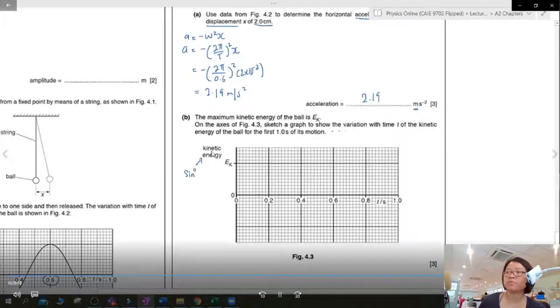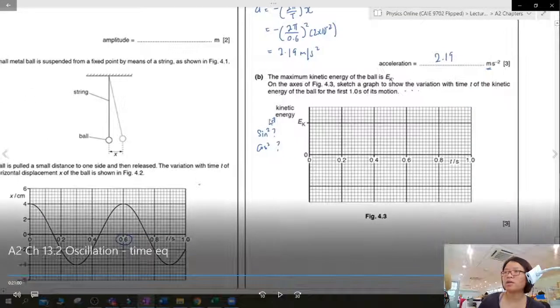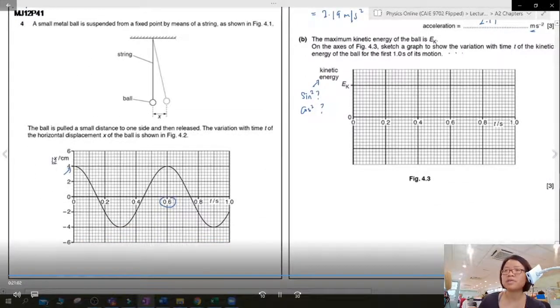Alright, finally, you are asked to sketch the kinetic energy against time graph. Is it a sine square graph? Is it a cos square graph? Miss, how to know? Memorize? No need lah. You look at this one. This is a displacement time graph, and you can see from here that x is equal to cos. Okay lah, nicely it's 4 cos omega t. Okay, and omega is 2 pi over 0.6.